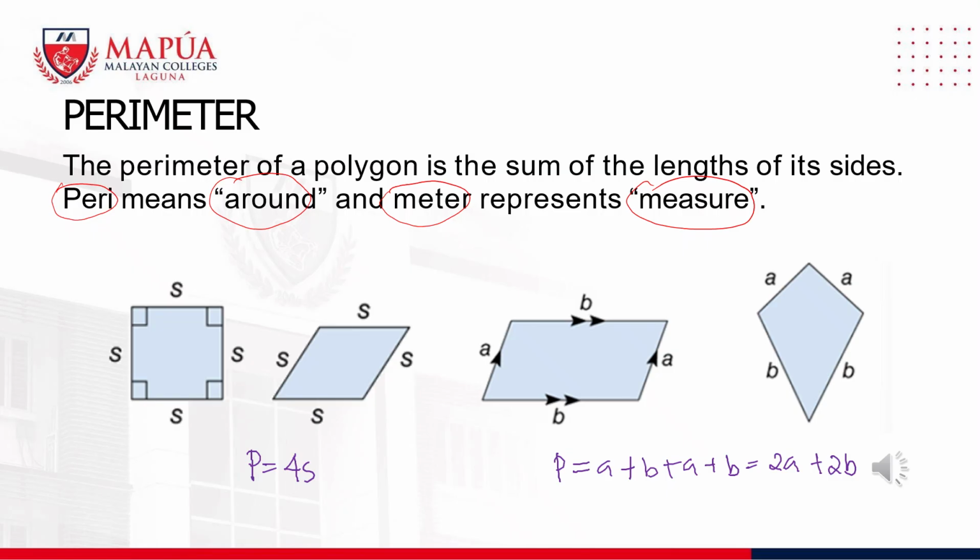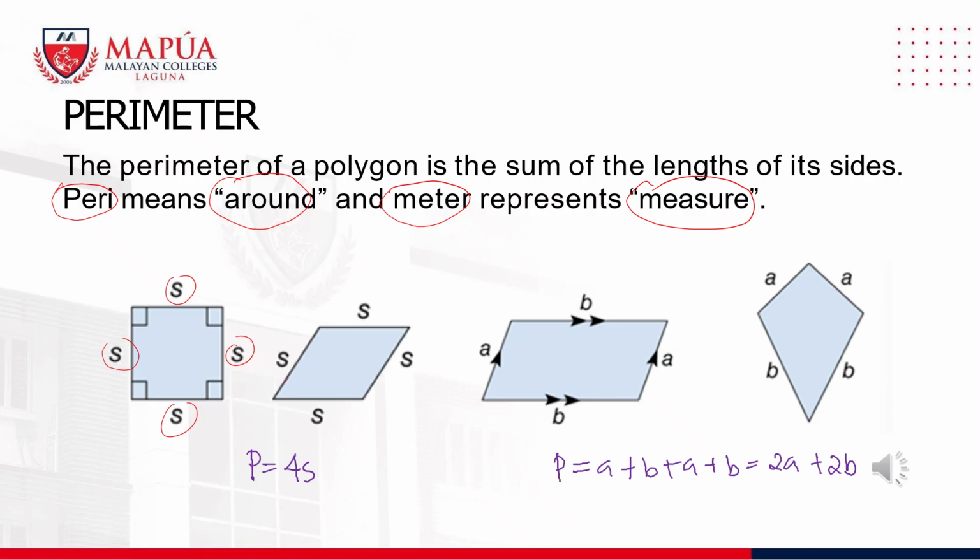Okay, so we have here some polygons. When we speak of a polygon, class, it's a closed geometric figure like this one. So we have here a polygon which has four sides, and each side is the same, okay, the same in terms of measure. So this particular polygon is called a square. So the perimeter of this polygon is just the sum of all these sides.